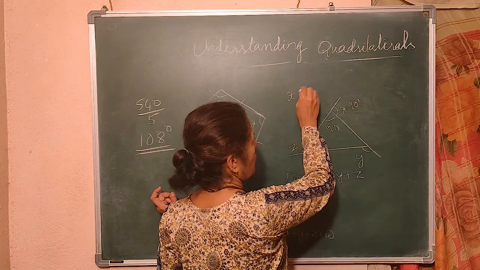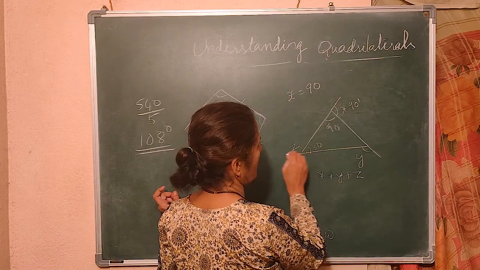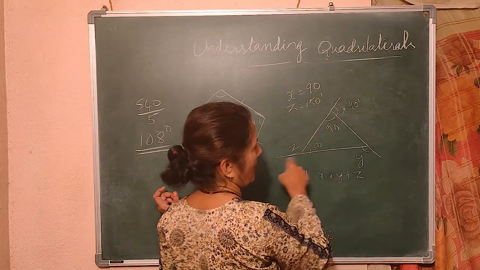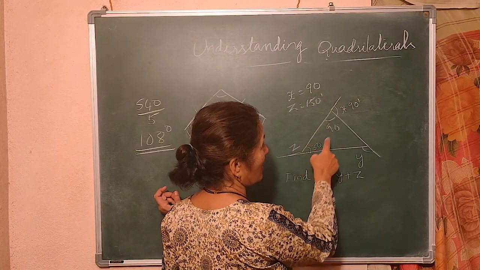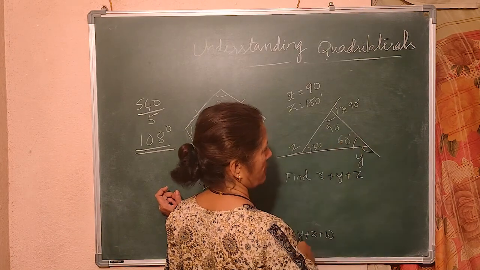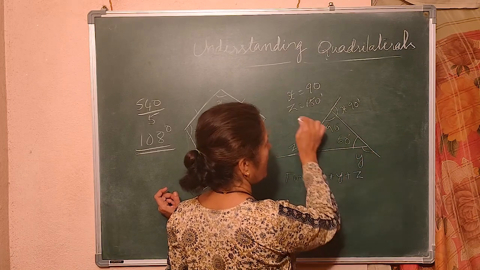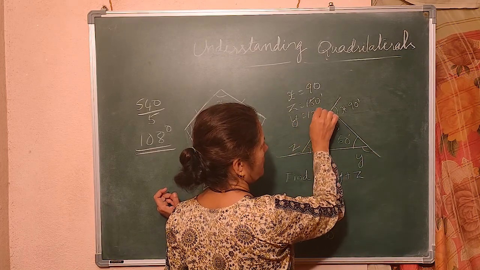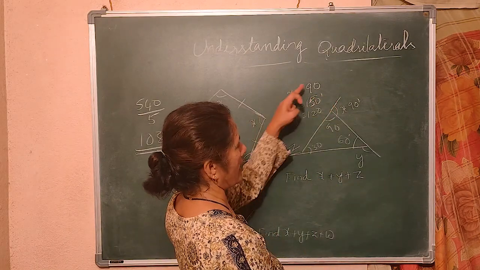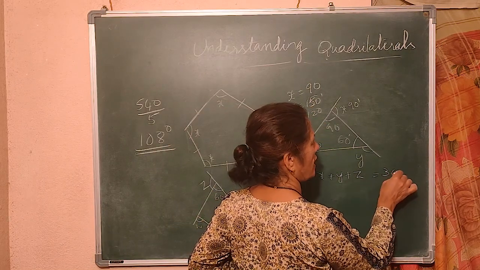So, x is equal to 90 we got. This is 30. What is z? Totally it is a straight line. Z is equal to 150 because 180. This is 30, this is 90. How much? 120. So, how much is this? 60. So, how much is y? 60 plus what is 180? Y is equal to 120. Right? So, what is x plus y plus z? 90 plus 150, 240, plus 120 is 360 degrees.